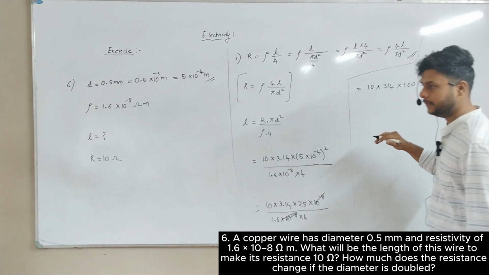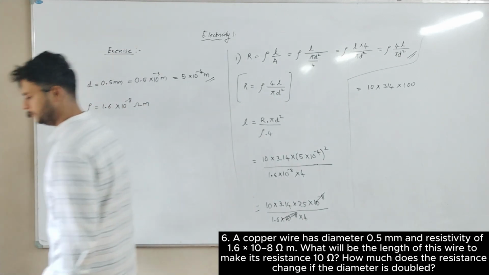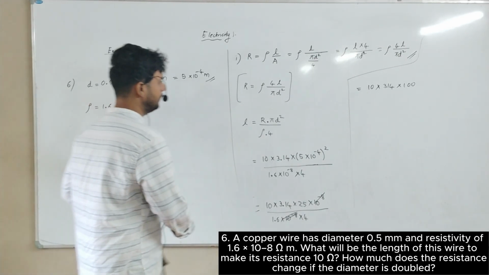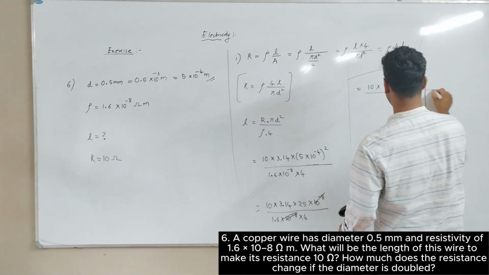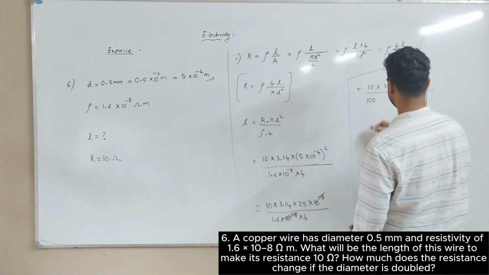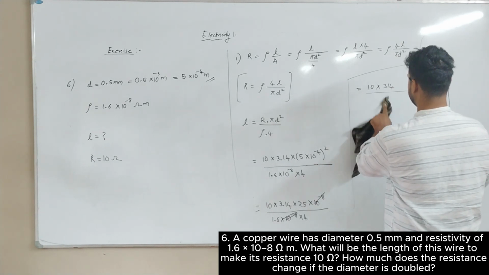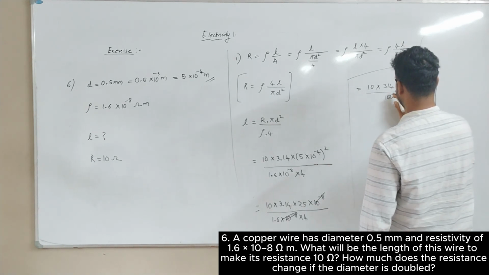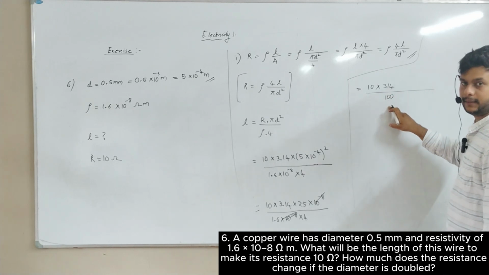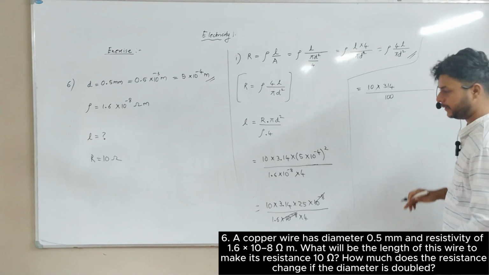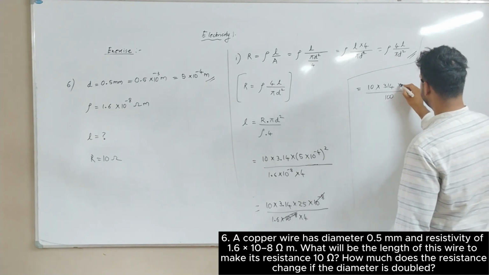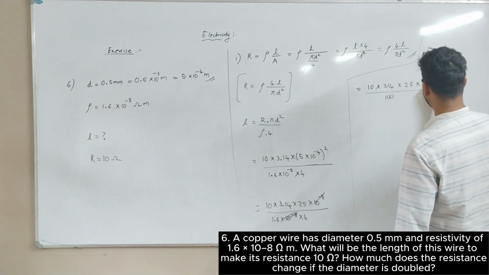3.14, to write it as 314, I should put 100 below it. It comes in the denominator, 100. Understood? 3.14 I will write as 314 by 100. Can I write like this? Understood? 314 by 100 into 25 into 10 power minus 8 is.